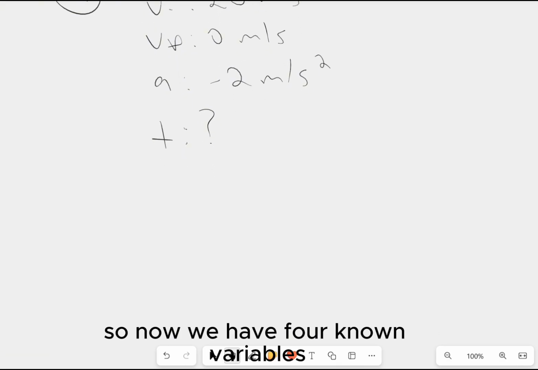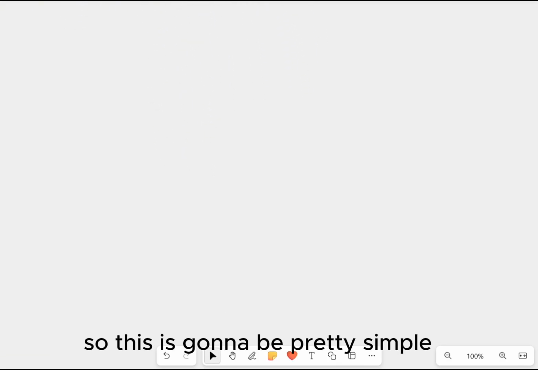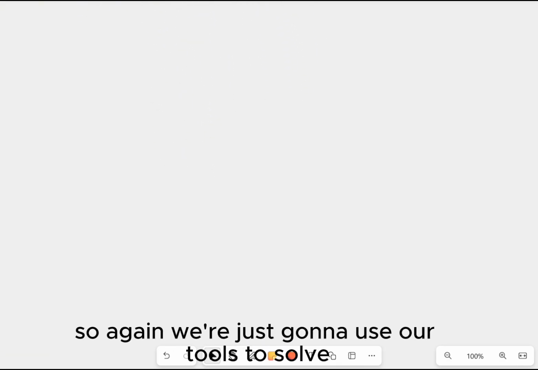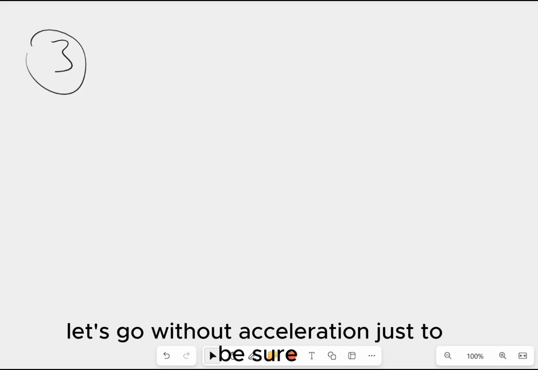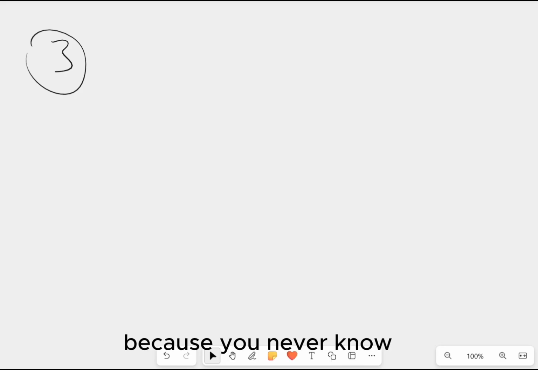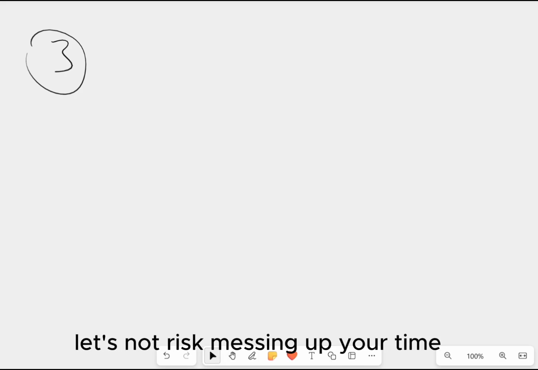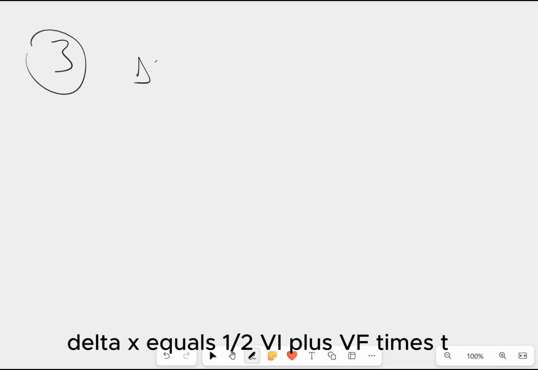So now we have 4 known variables. So this is going to be pretty simple. We have our picture, we have everything. So again, we're just going to use our tools to solve. So now let's use the equation. Let's go without acceleration, just to be sure, because you never know. If you messed up your acceleration, let's not risk messing up your time. So we're going to use the equation delta x equals 1/2 (VI plus VF) times t.